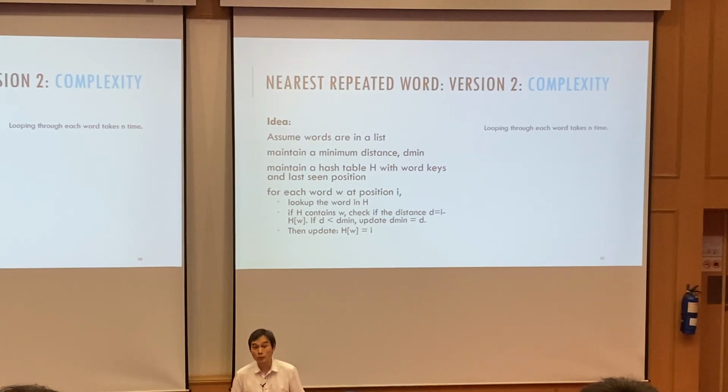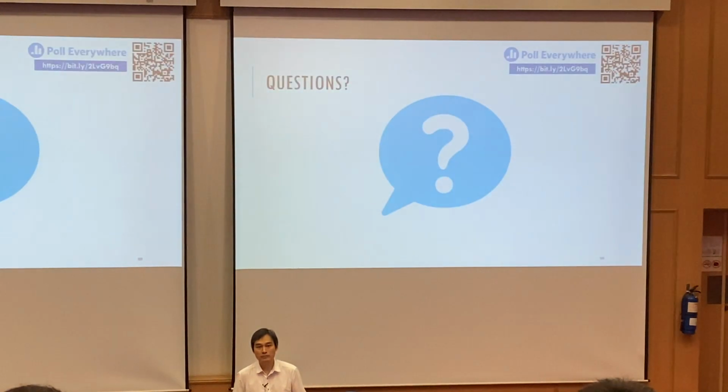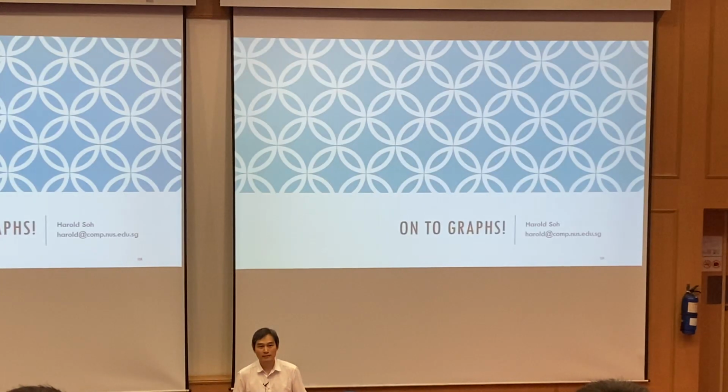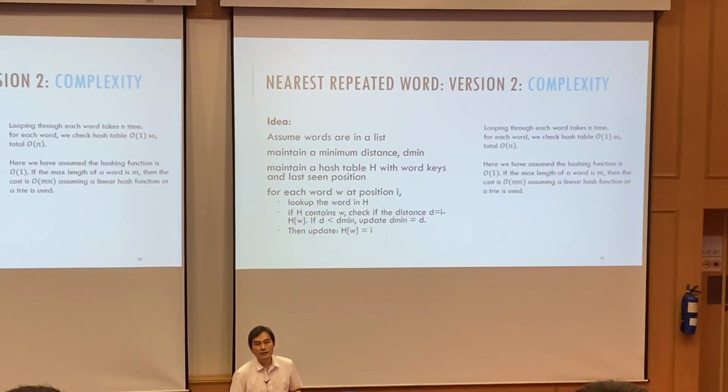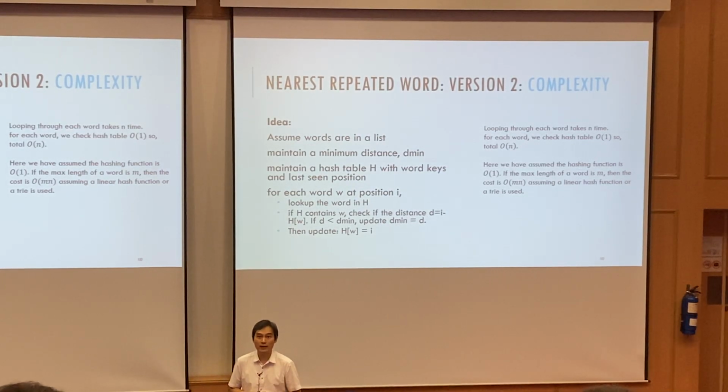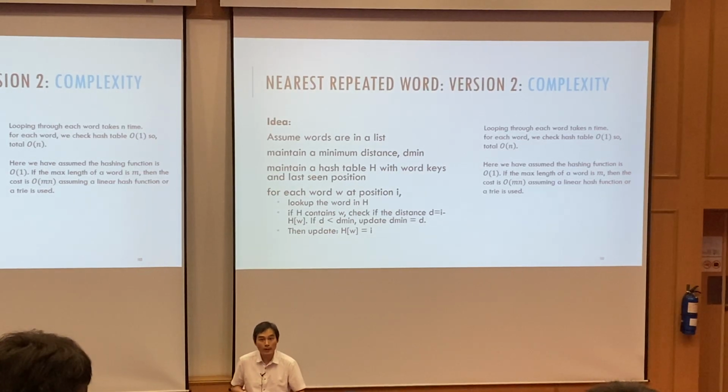Okay, so looking through each word takes n time. Oh, that was weird. What happened there? Okay. So we assume the hash function is O(1). If that's the case, then if you just look up, it's just O(n), right? If your hash function takes more than O(1) time, then you just multiply it by n, right? Because each time you do a hash function lookup, right?